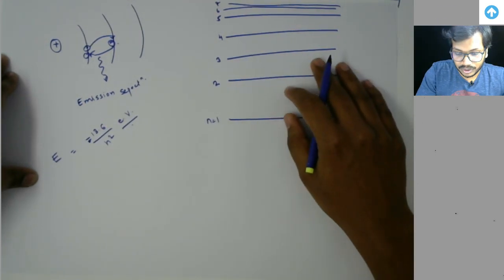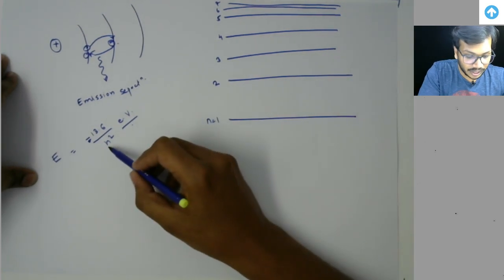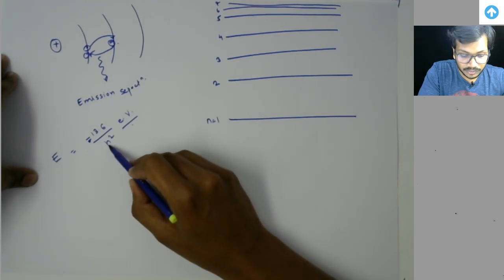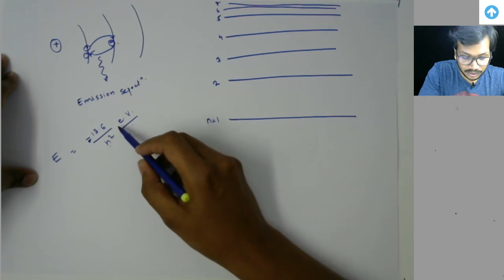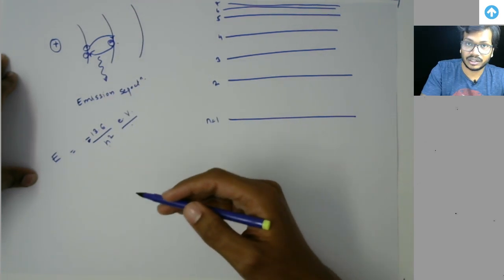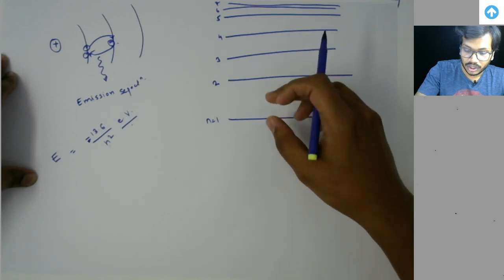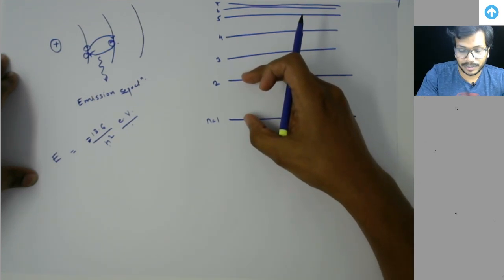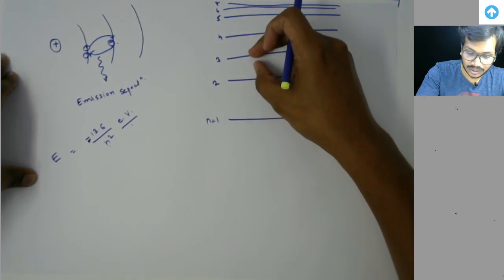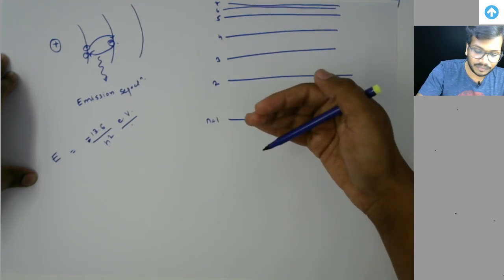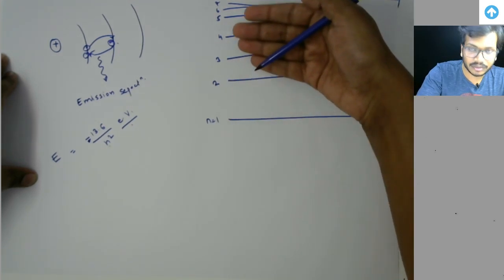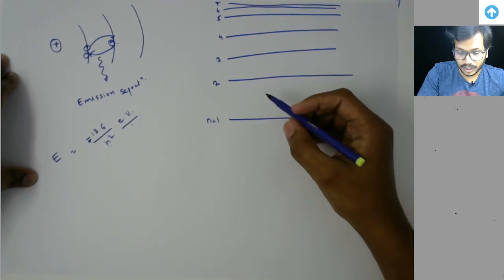So now coming back to our problem. The energy is inversely proportional to n square. So as n goes on increasing, the energy goes on decreasing in square relations. So the difference between the first two will be large, and it will successively go on decreasing. That is why I have drawn the first two far away and the next ones closer to each other.